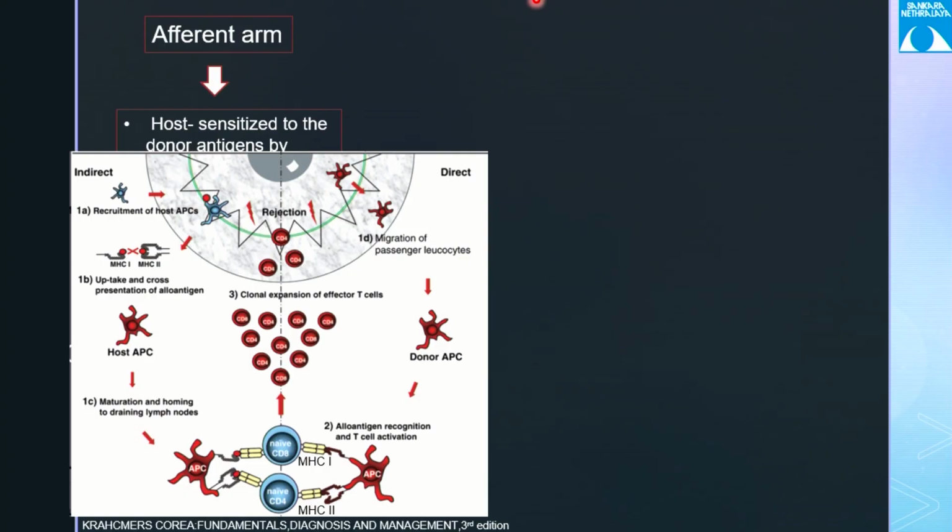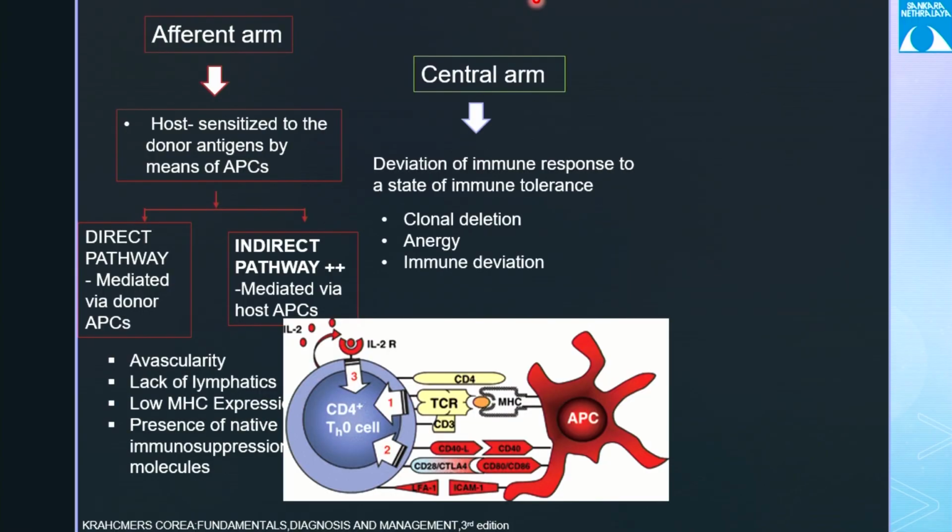So here we can see, as ma'am has told, the direct pathway is because of the donor antigen presenting cells, and the indirect is because of the host antigen presenting cells. Coming to the central arm, which is deviation of the immune response to a state of immune tolerance, the antigen presenting cells stimulate the MHC and in turn cause CD4 stimulation. From there, the antigen presenting cells travel to the spleen and local lymph nodes. There the delayed hypersensitivity gets suppressed because of spleen involvement.